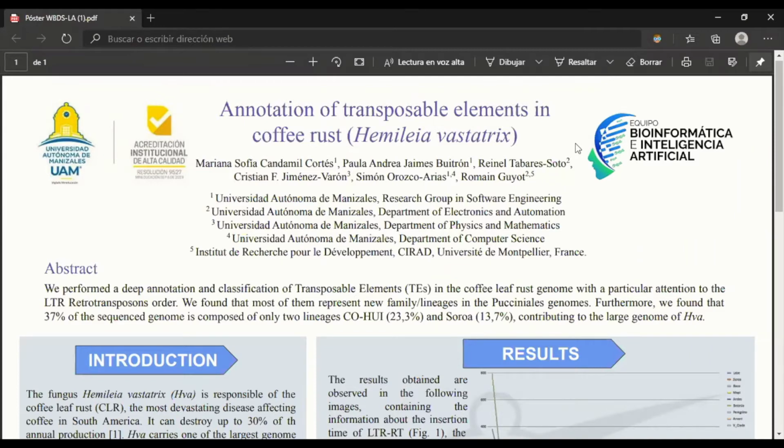This was developed by Mariana Sofía Candamil, Paula Andrea Jaimes, Reinel Tabares-Soto, Cristian Felipe Jiménez, Simón Orozco-Arias, and Romain Guyot. We belong to Universidad Autónoma de Manizales, and we are part of the Bioinformatics and Artificial Intelligence team.